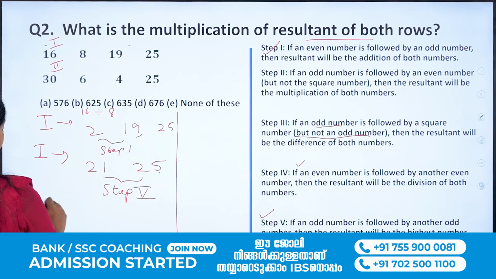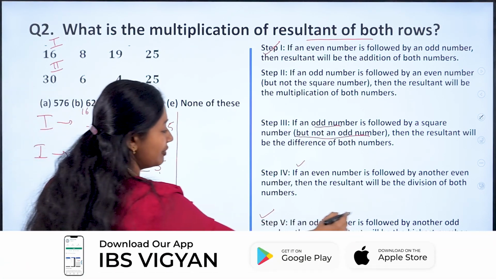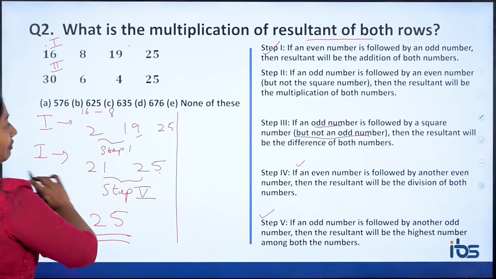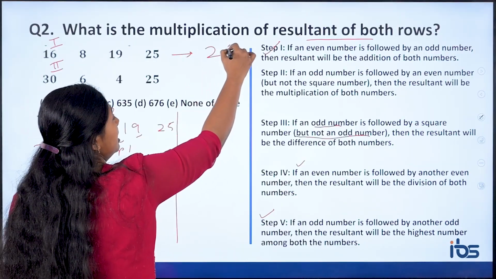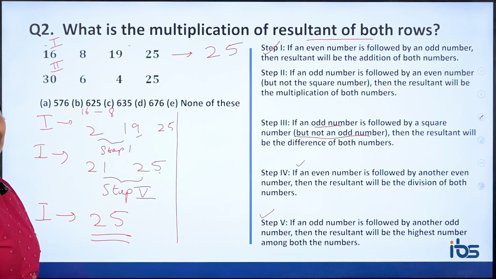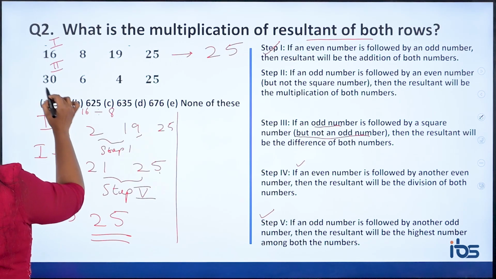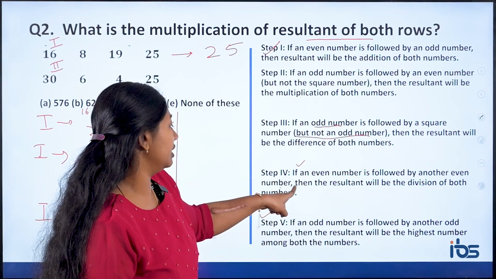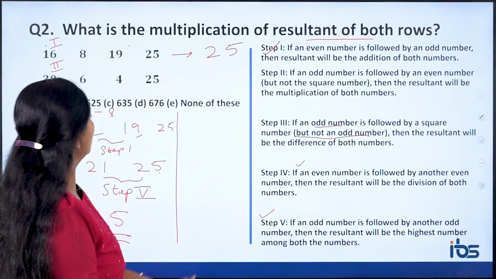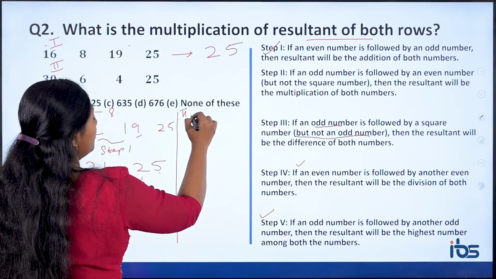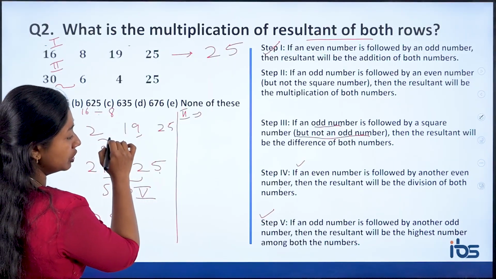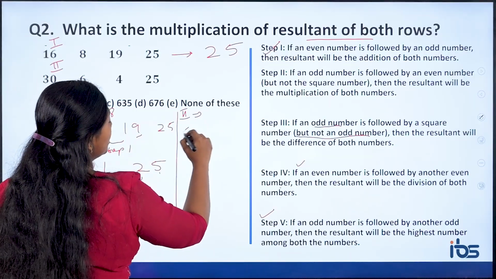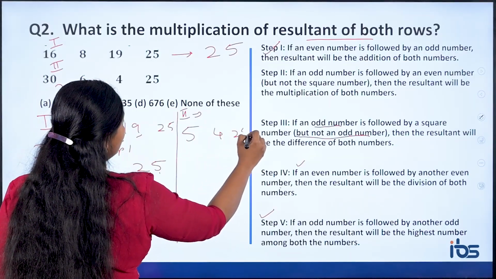So, if you follow step 5, row 1 becomes, you have to take the highest among the both, 21, 25, 25 is the highest. So, resultant of first row you are getting answer as 25. Now, you have to do it for the second row also. Second row, even number followed by an even number, then the resultant will be the division of both the numbers. So, if you take row 2, step 4, 30 divided by 6, you are going to get 5, 4, 25.